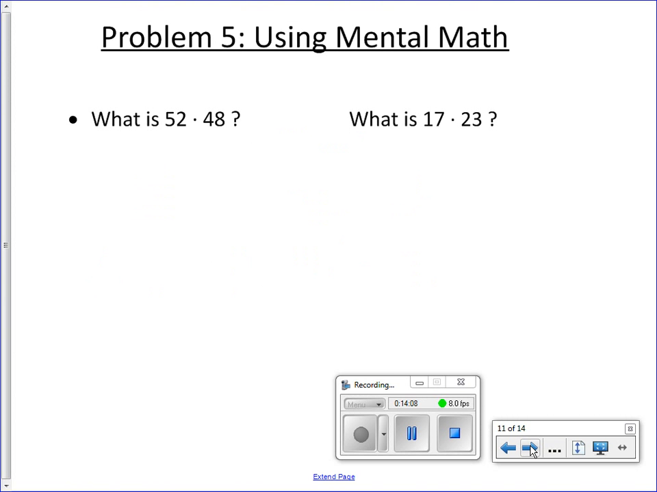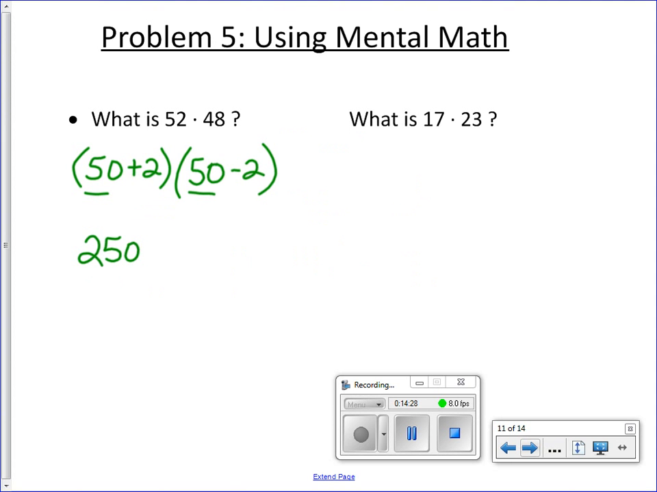All right, so let's apply this to some number problems. Let's rename 52 as 50 plus 2 and 48 as 50 minus 2. All right, and then squaring our first term, 50 times 50 is 2,500. We know that the outer term and inner term will cancel out. In fact, we're going to have negative 100 plus 100, so that's equal to 0. And then our last term, 2 times 2 is 4. So 2,500 minus 4 would be 2,496.